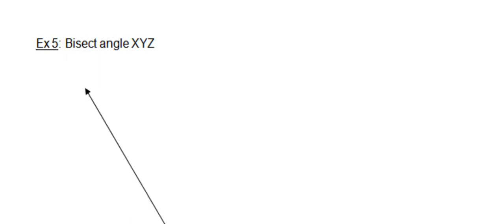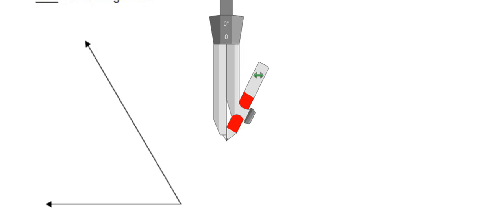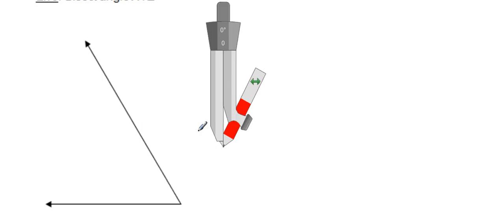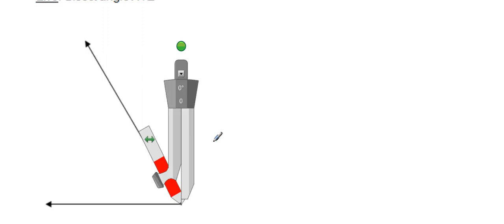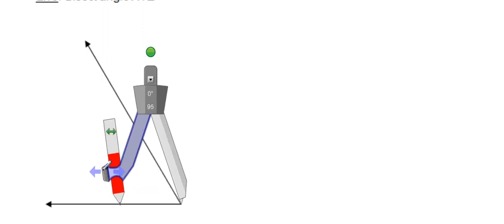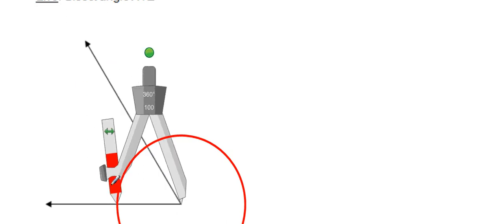All right, the first thing that we're going to do when bisecting an angle is we're going to take our compass and we're going to draw a nice arc with the center as the vertex of the angle. So I'm going to go ahead and put my compass down here at the vertex of the angle. I'll open up my compass to get a nice arc. And you need to make sure that your arc intersects both sides of the angle. If you want to, go ahead and draw a nice big circle.